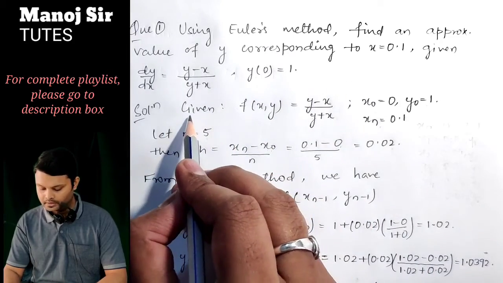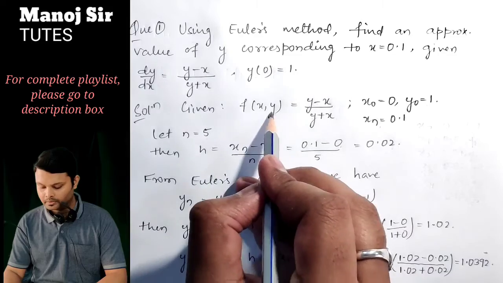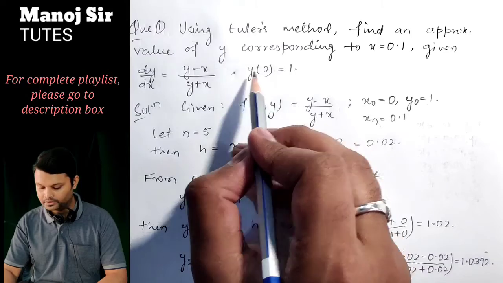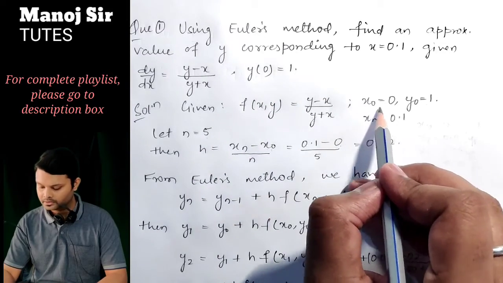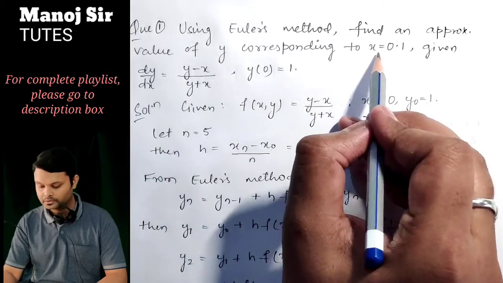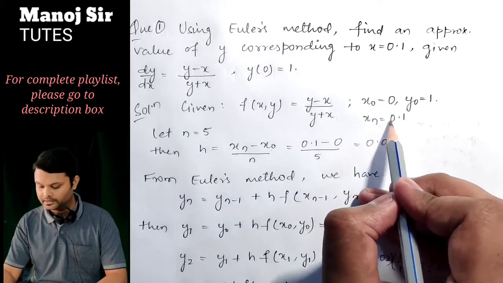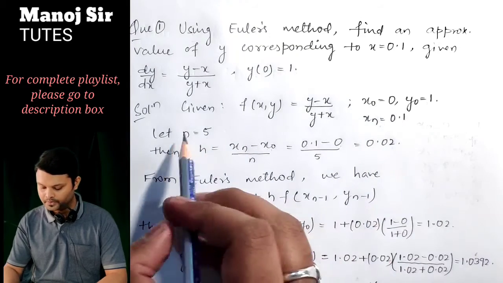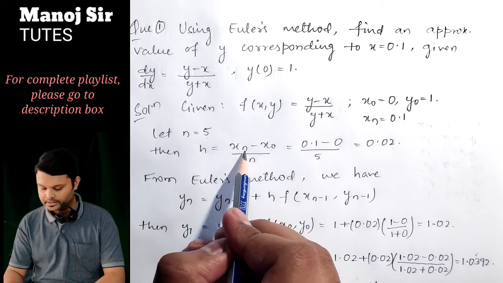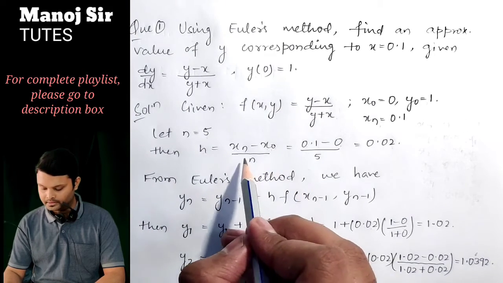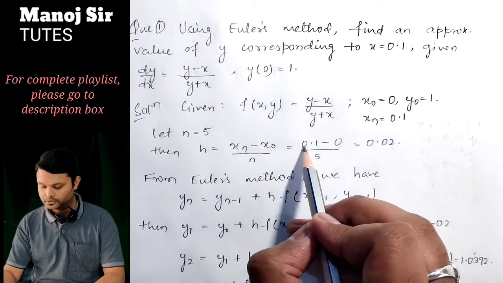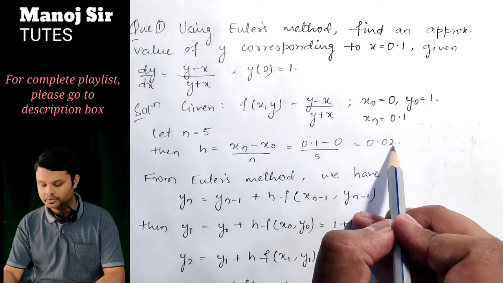So the given things are the function f of x comma y, that is y minus x upon y plus x. Here we have at x equals 0, y equals 1, that is the initial condition, x naught equals 0 and y naught equals 1. And here we need to find y at x equals 0.1. So we have xn equals 0.1. Now let us say we take n equals 5. h equals xn minus x naught upon n. What is xn? That is 0.1. What is x naught? That is 0. So 0.1 minus 0 upon 5 will be 0.02.